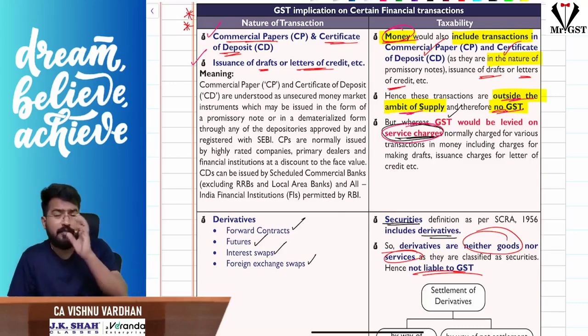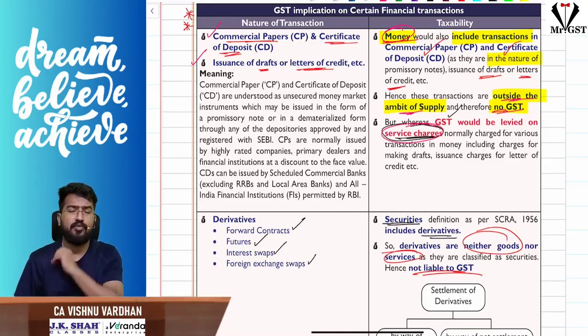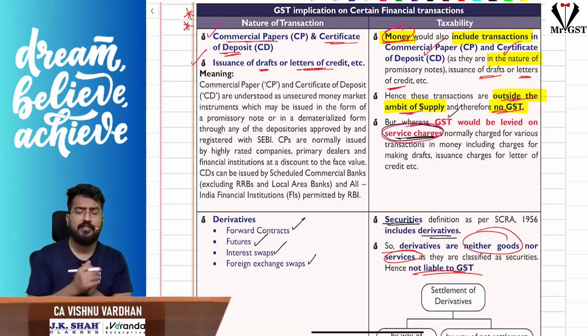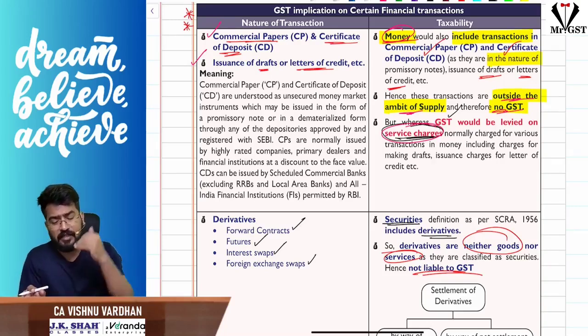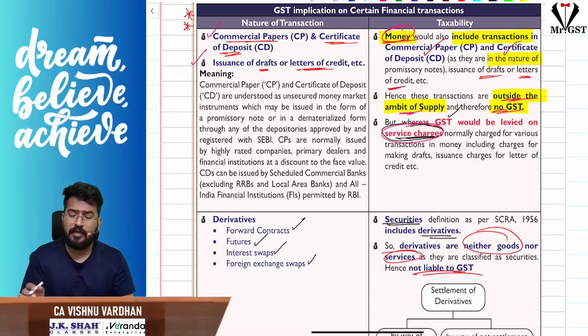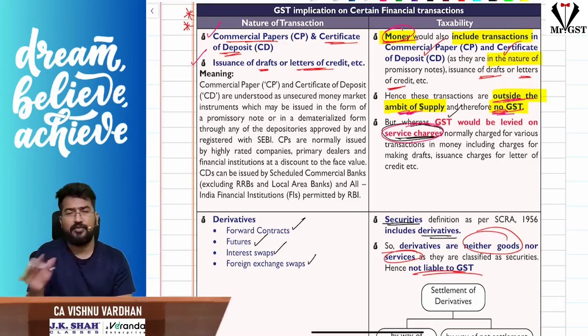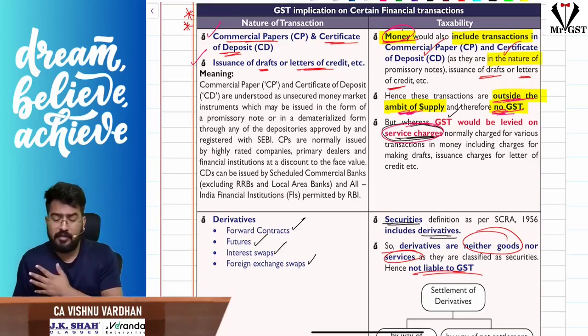Just like when you are selling land, sale of land is not a supply. But when selling the land, some real estate agent or broker provides his services, that is supply. Documentation charges, that is supply. The legal advisory services a lawyer provides, that is supply. In that way, here also, commercial papers and certificates of deposit are another form of money, outside the ambit of supply, and hence no GST. But any extra service charges collected for issuing all these things, that is supply.